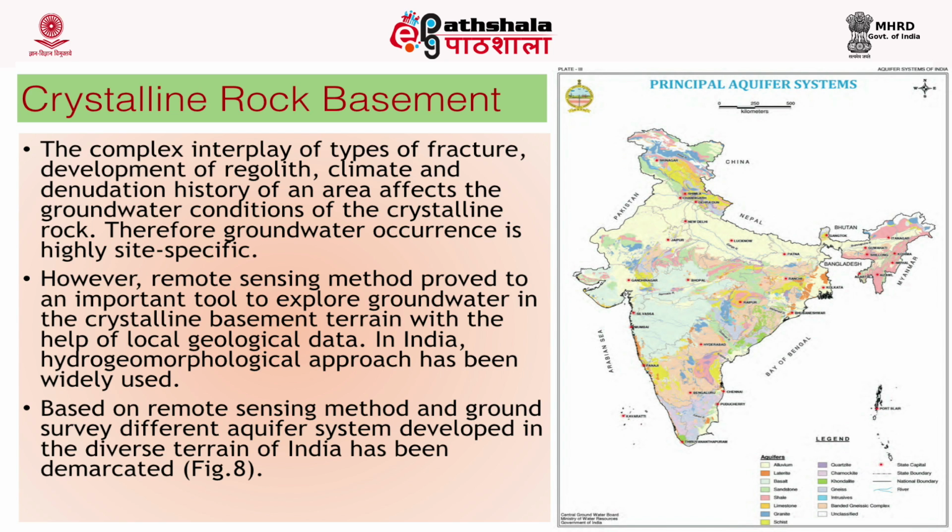In India, hydrogeomorphological maps have been prepared for different parts and are widely used. Based on remote sensing methods and ground survey, different aquifer systems developed in the diverse terrain of India have been demarcated, and in the figure on the right side you can see the principal aquifer systems of India, and here all the aquifers are mainly named or divided based on their rock types.